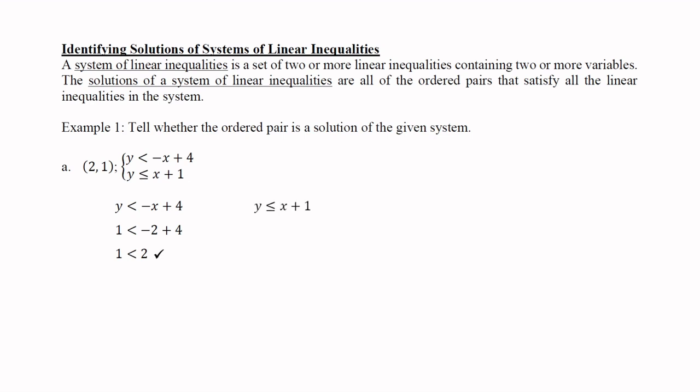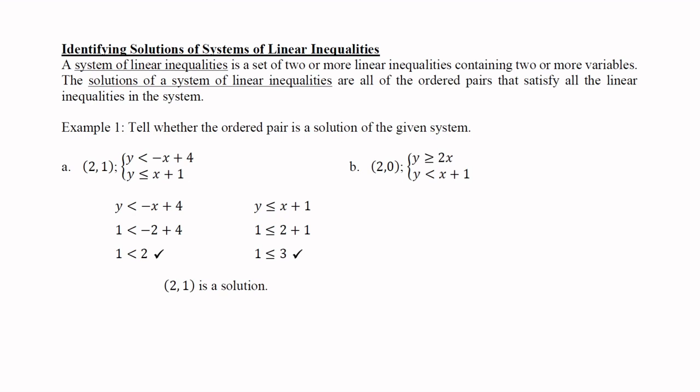Next, we have the second equation, or in this case, inequality. We are going to plug in our x and y. 2 plus 1 is 3. 1 is less than or equal to 3, so that checks out. So (2, 1) is a solution.